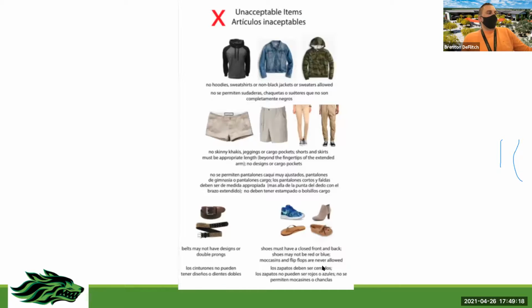And then these are some things that are not allowed, much of what we talked about: open shoes, soft shoes, red and blue, hoodies or sweatshirts that are different colors, things that are too tight or too short, as well as overly styled belts.